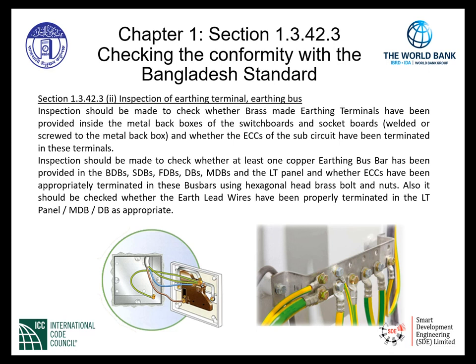Inspection should be made to check whether at least one copper earthing bus bar has been provided in the BDBs, SDBs, FDBs, DBs, MDBs, and the LT panel, and whether ECCs have been appropriately terminated in these bus bars using hexagonal head brass bolt and nuts. Also, it should be checked whether the earth lead wires have been properly terminated in the LT panel, MDB, DB, as appropriate.